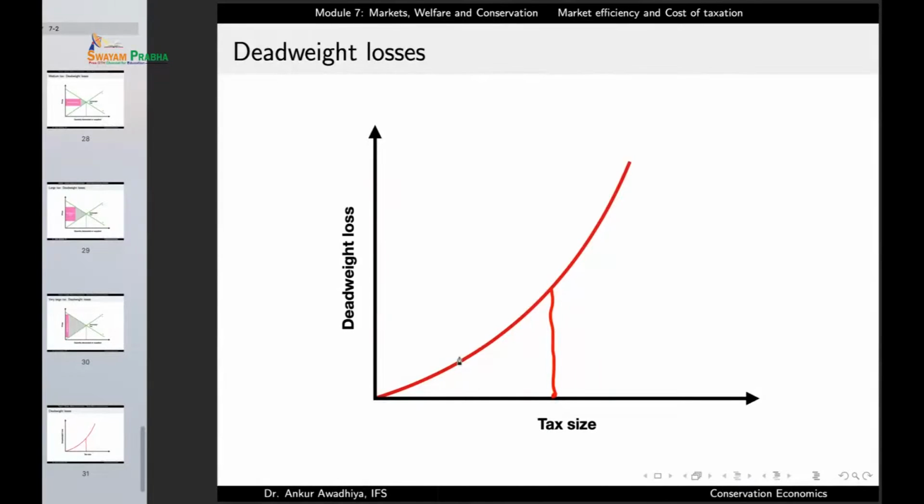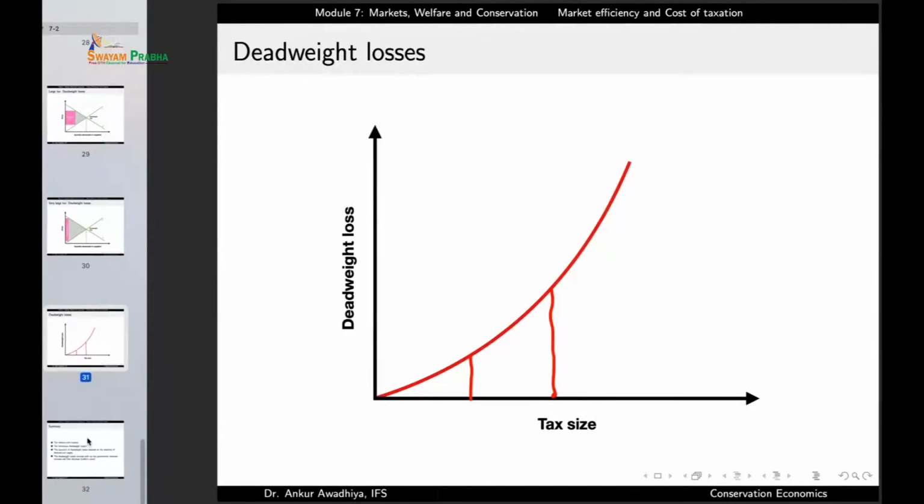So probably the government should aim for a tax size that is less than that, so that the deadweight losses are a bit less. We will not be able to completely eliminate the deadweight losses, but the government should aim for a deadweight loss that is small enough that can be tolerated by the society. So the optimum is determined not just by the maxima in the Laffer's curve, but is also determined by the deadweight losses that will happen because of the taxation distortion that is happening in the market.